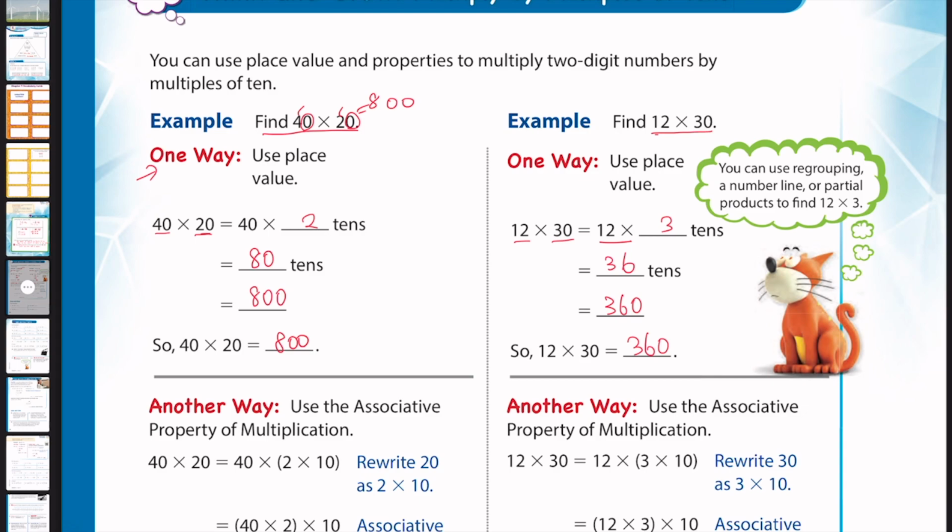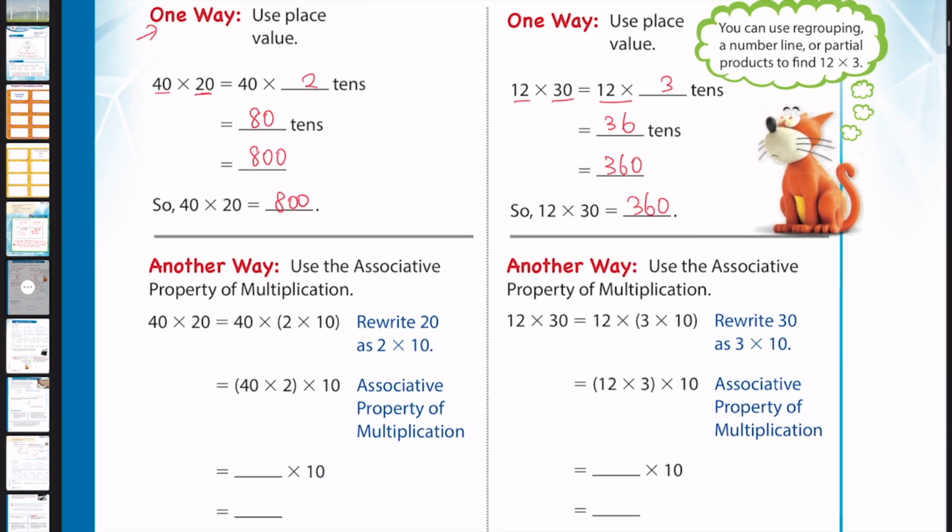Let's move on. Another way. Use the associative property of multiplication. Associative is what? You are going to group using the parentheses, and then you can move around the parentheses. Okay? So they rewrite this 20 as what? 2 times 10. And they move these parentheses to where? 4 times 2 times 10. Associative property, which is what? 40 times 2 is 80. 80 times 10 is 800.